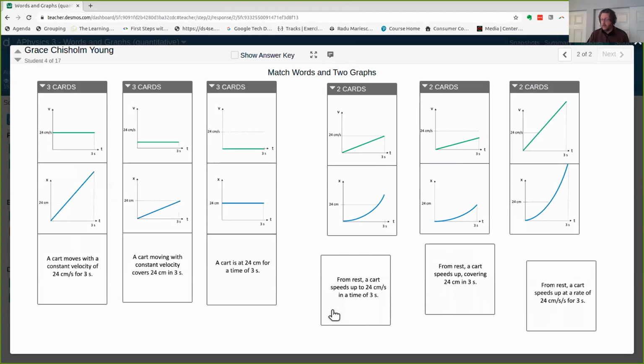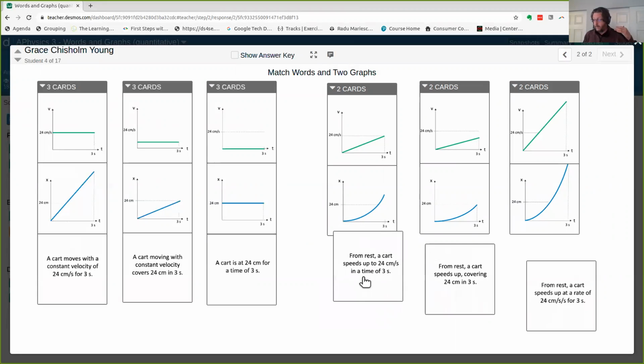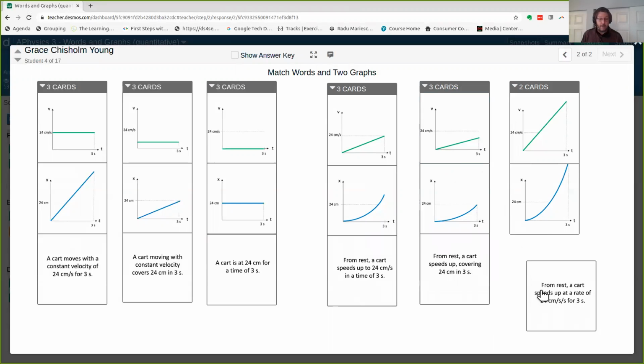So from rest, a cart speeds up to 24 centimeters per second in a time of 3 seconds. So the maximum speed is 24, and it takes 3 seconds to get there. Yep, that's this one. From 0 to 24 takes 3 seconds. From rest, a cart speeds up, covering 24 centimeters in 3 seconds. That's this one. It covered 24 centimeters. It took 3 seconds to do it. It started at rest. It sped up. Everything fits. And that means this one must match here.